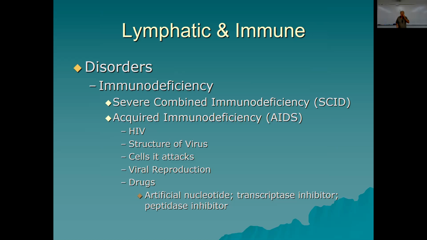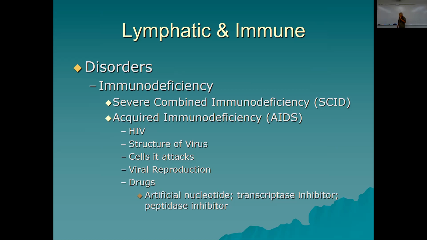It actually is what's called a retrovirus. It has RNA for its nucleic acid. It also has a phospholipid coat. It almost looks like a cell. The cells it attacks are the helper T cells. That's really the tragic part of this.